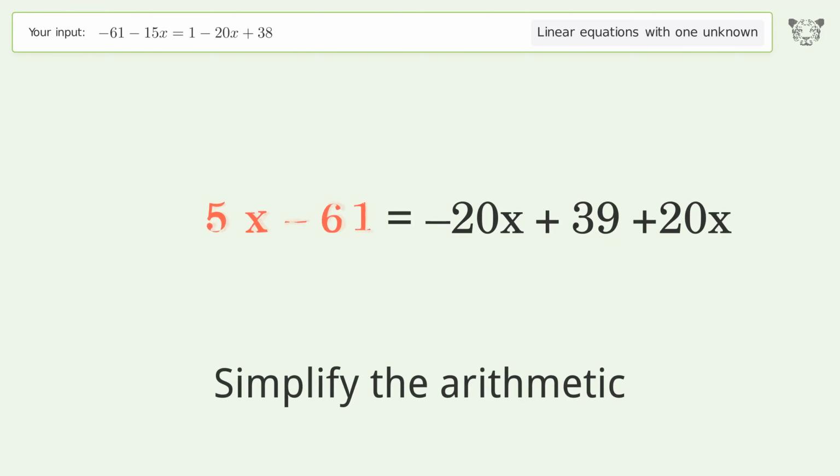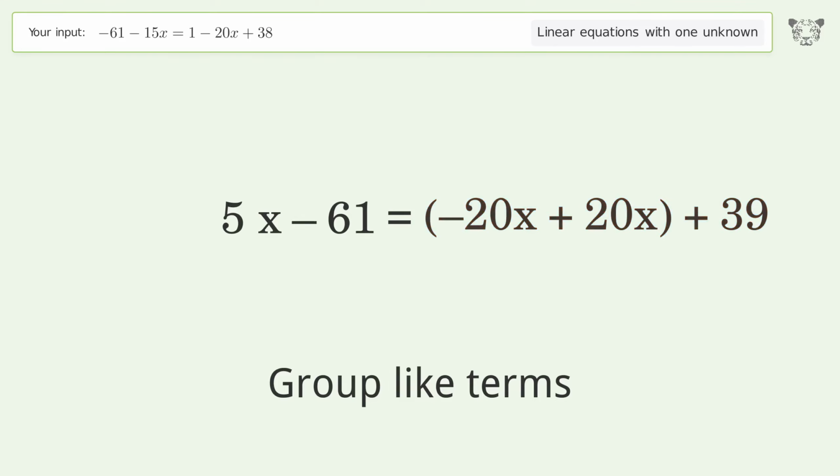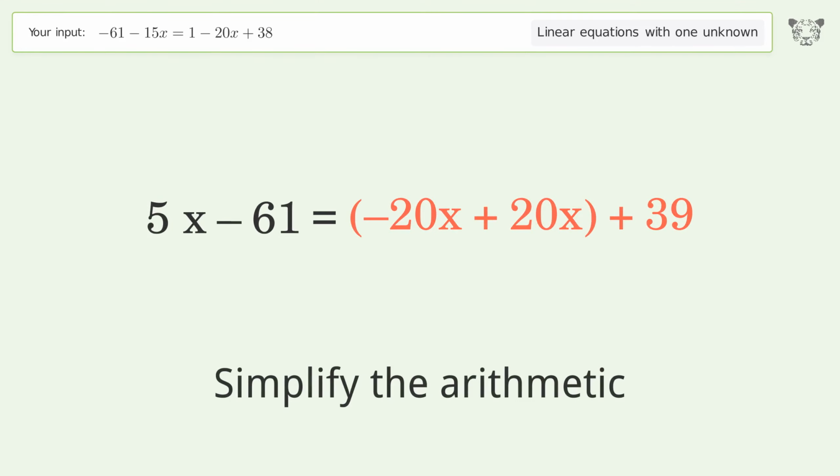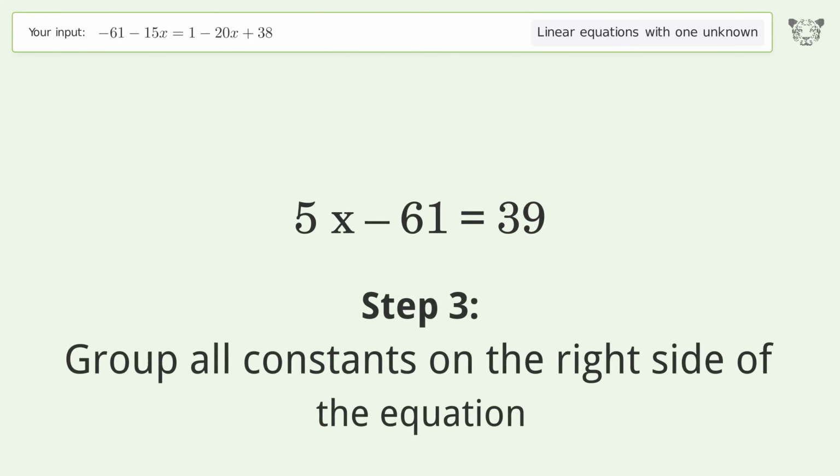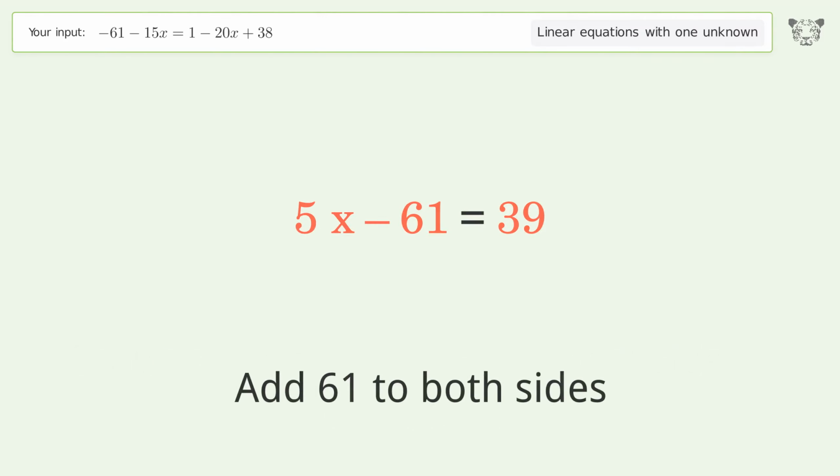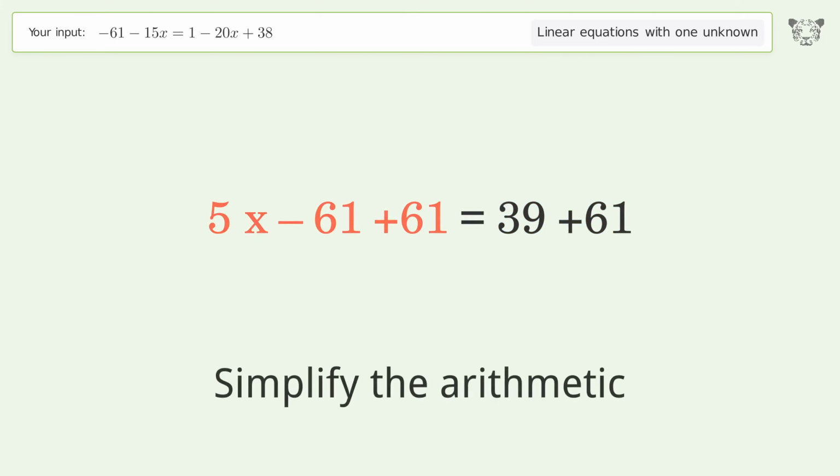Group like terms. Simplify the arithmetic. Group all constants on the right side of the equation. Add 61 to both sides. Simplify the arithmetic.